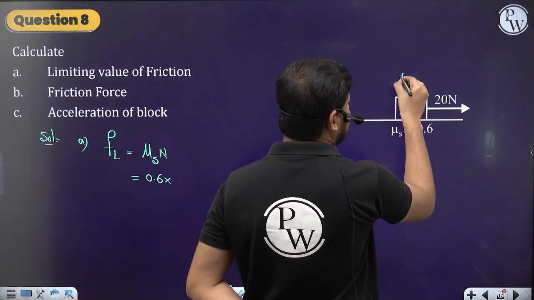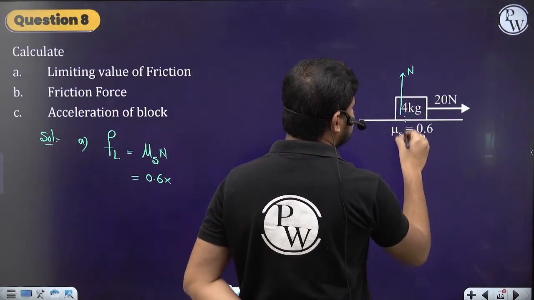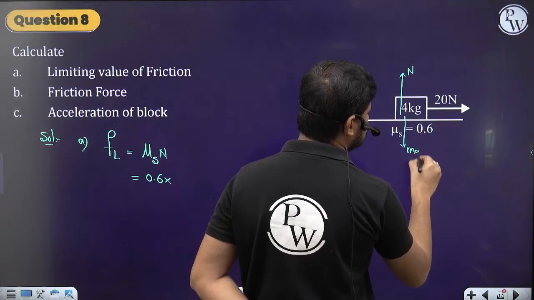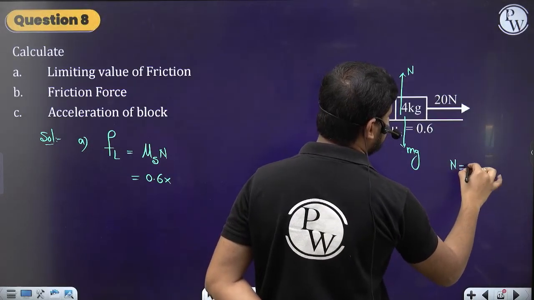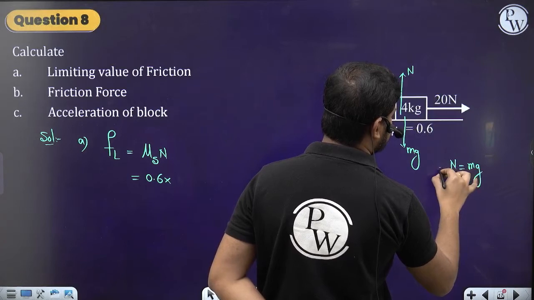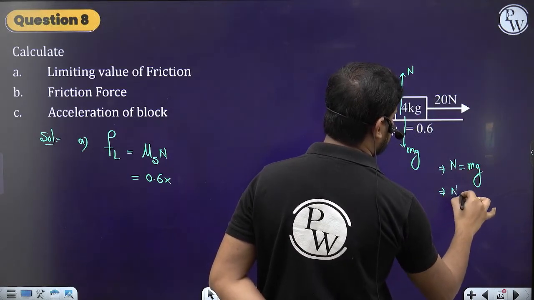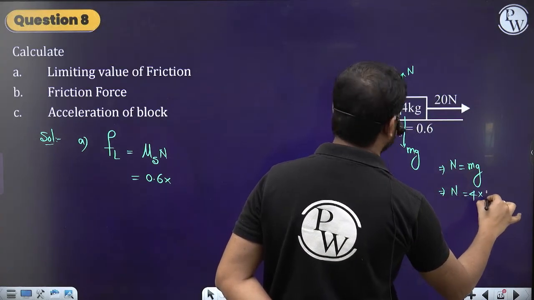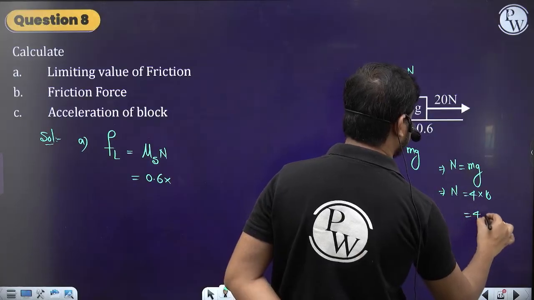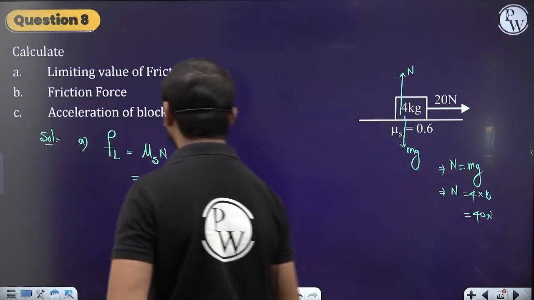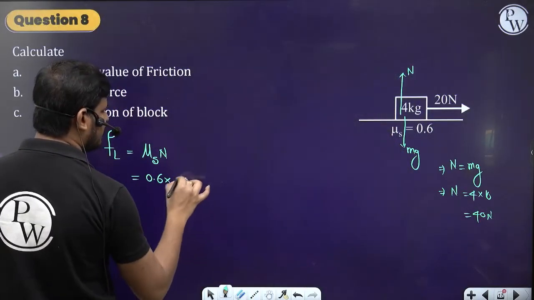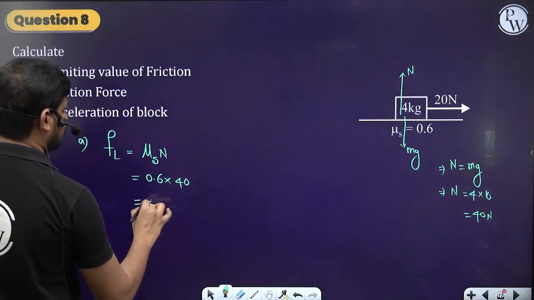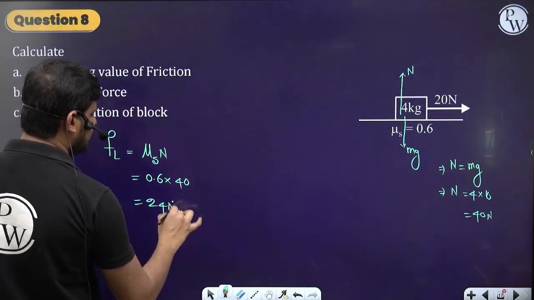The normal reaction acts this side and the weight mg downside. So the normal here is simply mg. The mass is 4, g let's take as 10. So the normal is 40 newtons. I'm writing 40 here. So 24 newtons is the limiting friction.